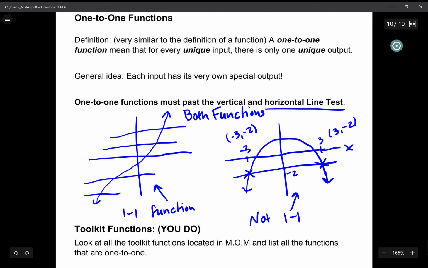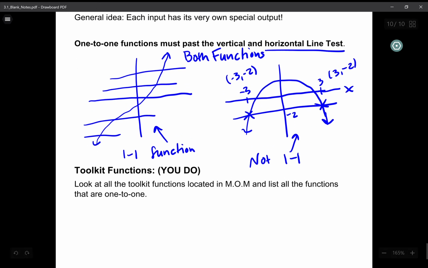So what I would like you guys to do now is go into MyOpenMath. I usually use the acronym MOM for that. And I want you to look at the toolkit functions. It should be listed in the block for what's due on right around section 3.1. And I want you to list all the functions in there that you think pass the horizontal line test.